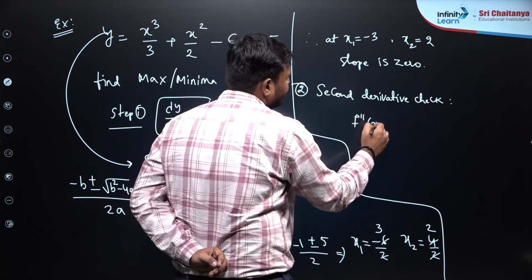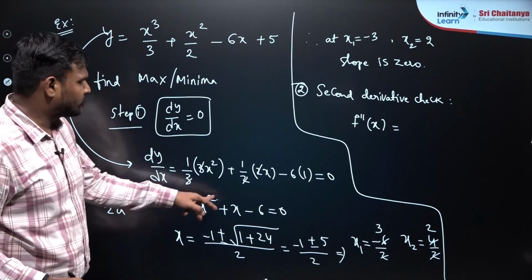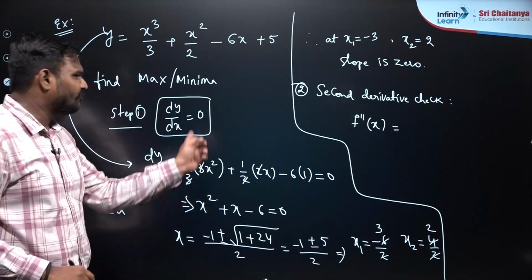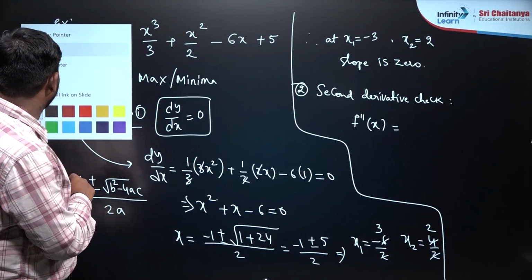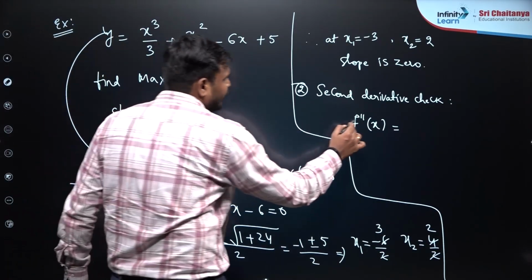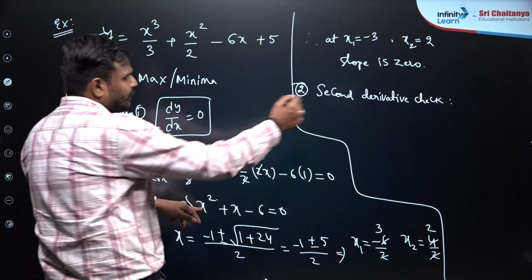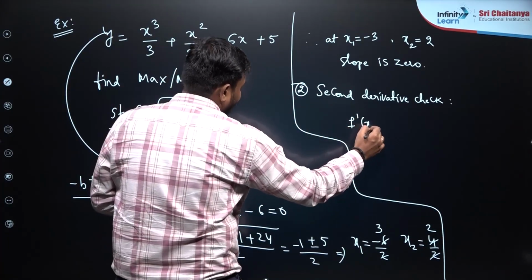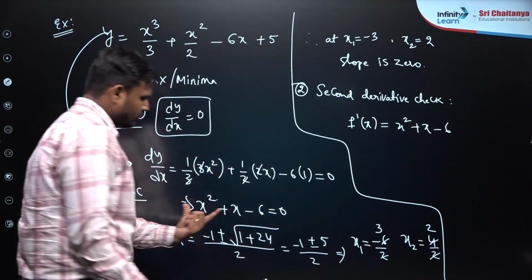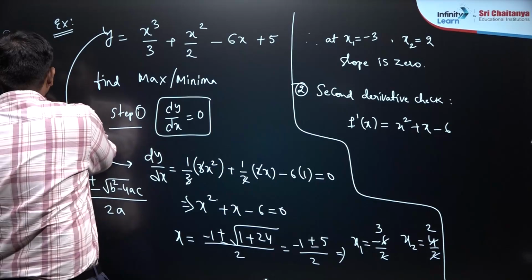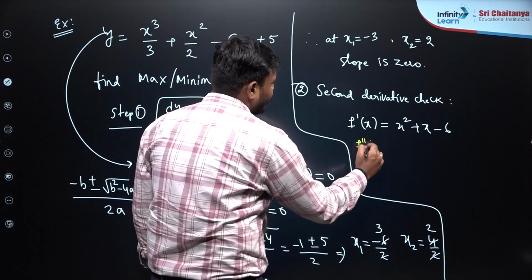What is second derivative check? Find differentiation once again. So what is the first derivative? x square plus x minus 6. So differentiate again, sir. Okay, let me write here clearly, sir. So first I'll write first derivative. F dash of x is x square plus x minus 6. Now I am going to do second derivative. So f double dash of x.